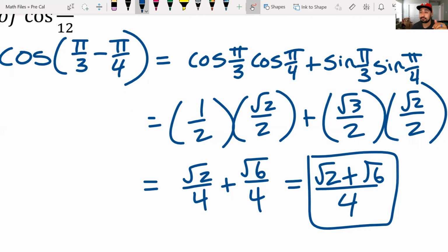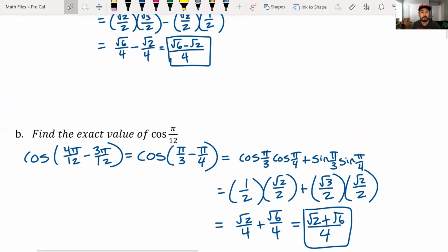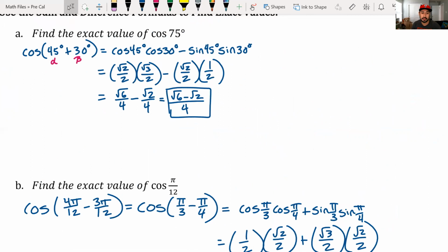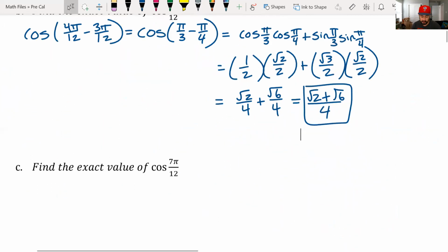And there you go. That is the cosine of pi over 12. Very similar to the one above it. That one above is square root 6 minus square root 2 over 4. This one's square root 2 plus square root 6 over 4.